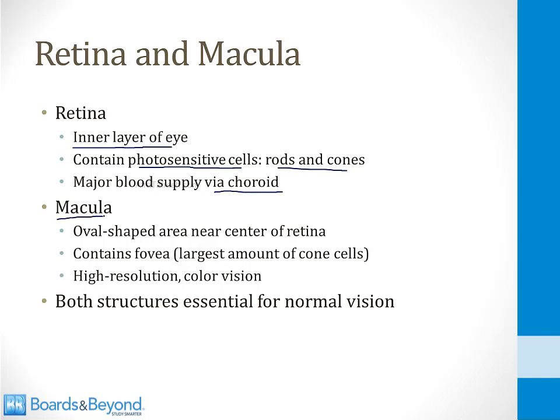The macula is an oval-shaped area near the center of the retina, and it contains a structure called the fovea, which has the largest amount of cone cells. And basically, the macula is important for very high-resolution color vision, and you need both your retina and your macula to have normal vision. And in this module, we're going to talk about problems that occur when either the retina or the macula are not normal.